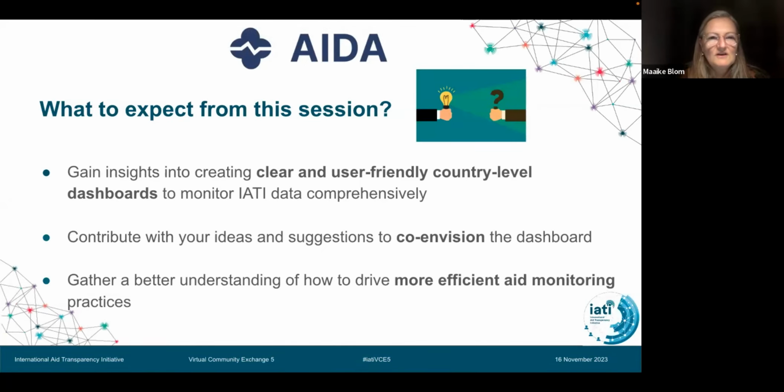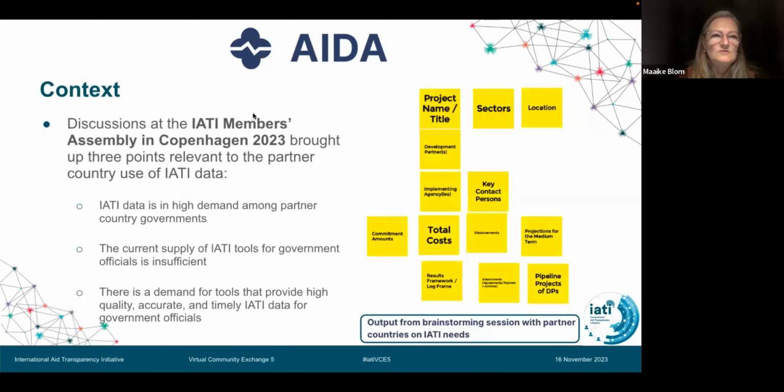So what can you expect from this session? To gain insights on creating user-friendly country-level dashboards. We would really like to work together with you to get ideas and suggestions on how we can visualize the data and get a better understanding of how to drive more efficient aid practices. And yeah, now it's working.